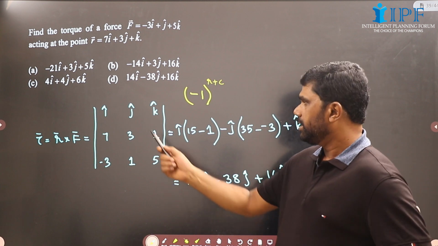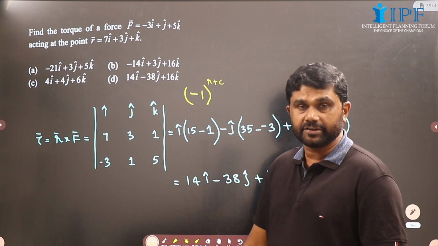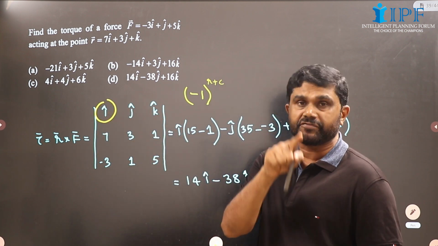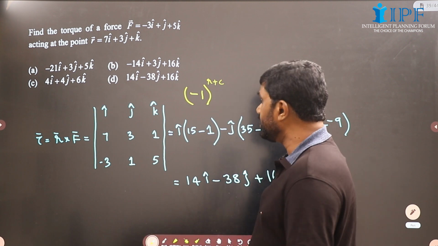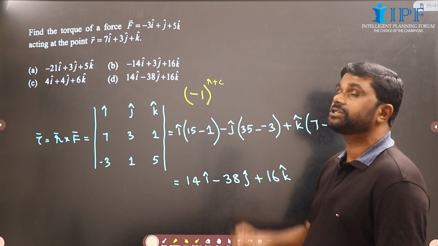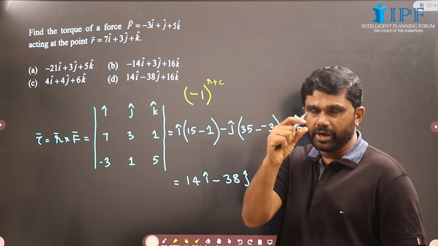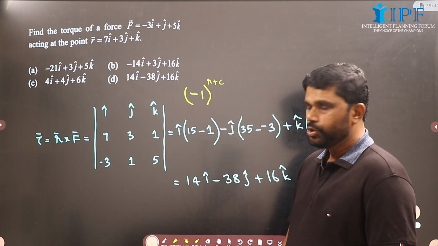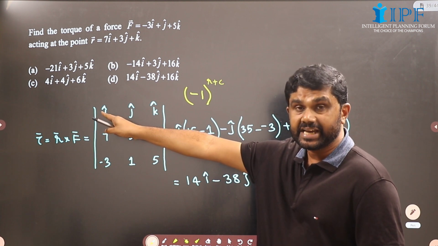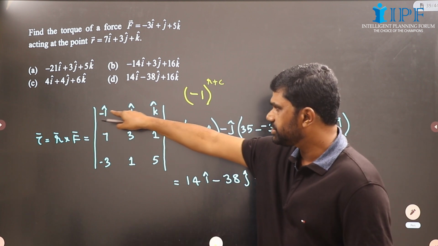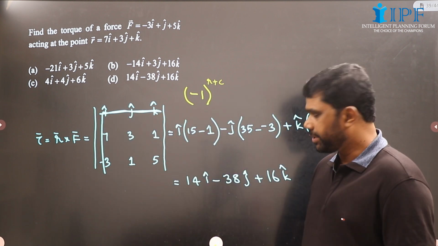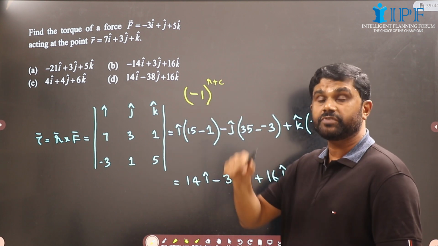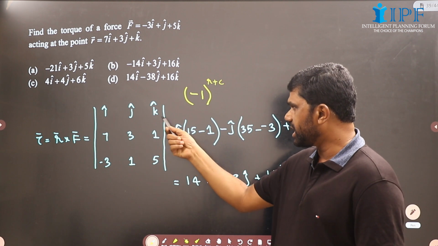How do we decide whether this is to be taken as positive or negative? This I belongs to the first row and first column. If an element is in the Rth row and Cth column, where R is the row number and C is the column number, then you have to evaluate minus 1 raised to R plus C. In case of this I cap, R is 1 and C is also 1. 1 plus 1 is 2. Minus 1 raised to 2 is plus 1. So I have taken this I as positive.